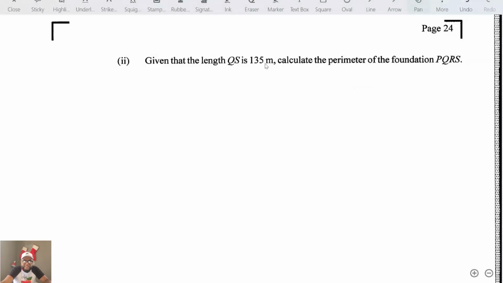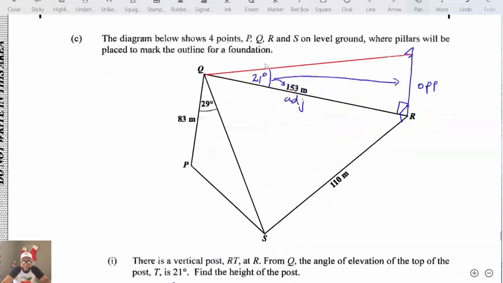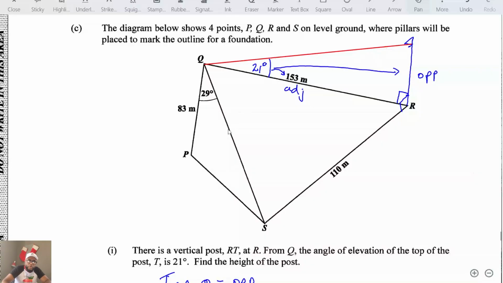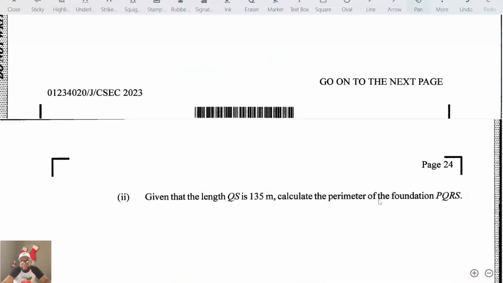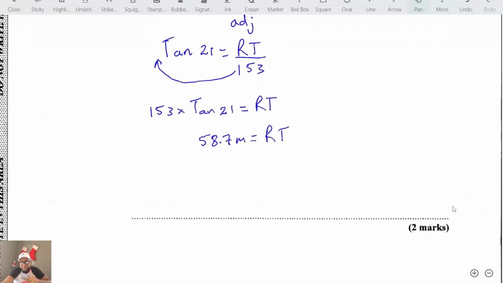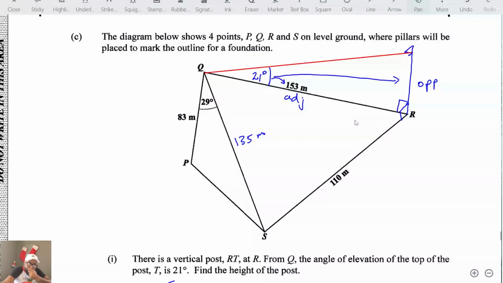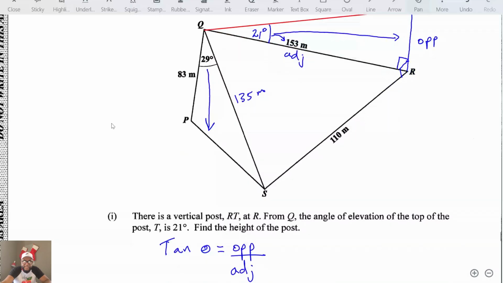Given that the length QS is 135 meters, that's here. What they want us to find now is to calculate the perimeter of the foundation PQRS. So we have to find this. If you want the perimeter, we have 153, we have 110, we have 83. You need to find this side. What can we use to find it? Cosine.